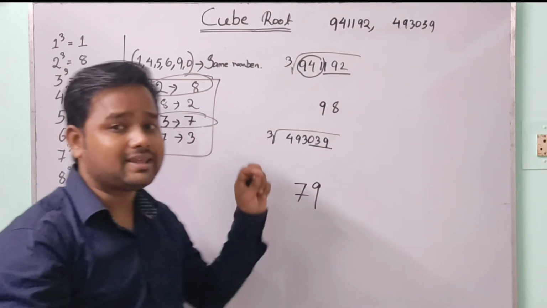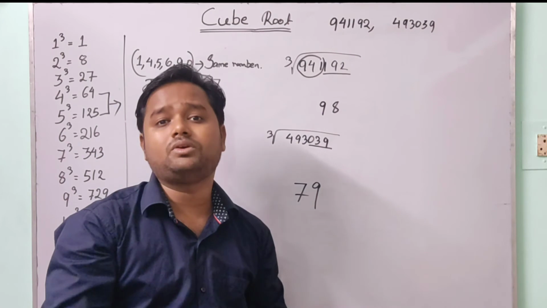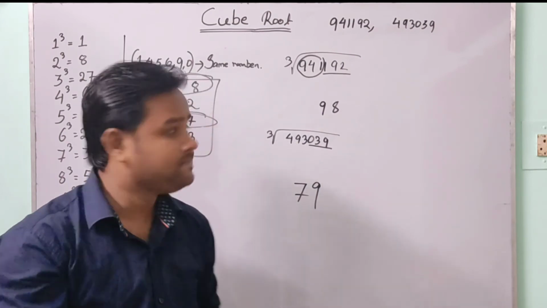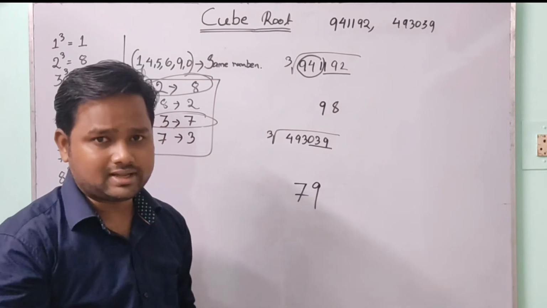In this process we can get the cube root of any number within 2 or 3 seconds. No more time will be required to find the cube root. So let's do another 2 or 3 examples.